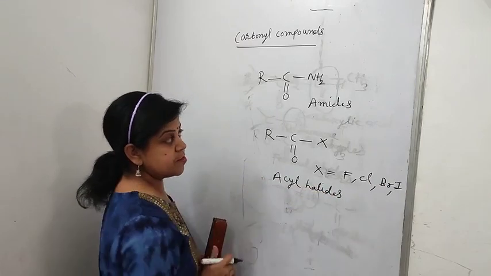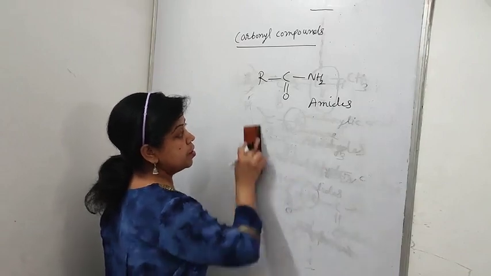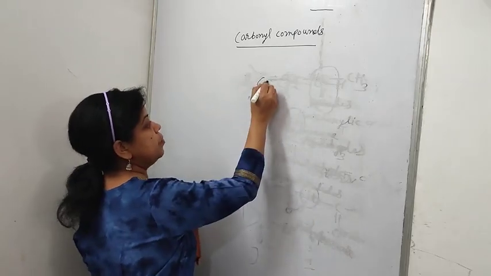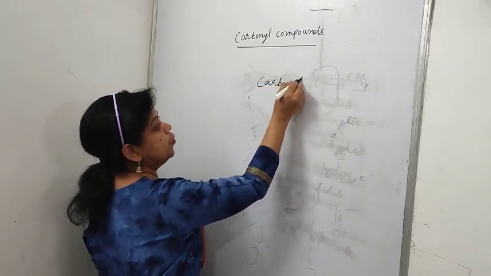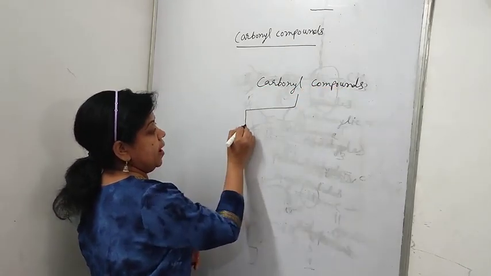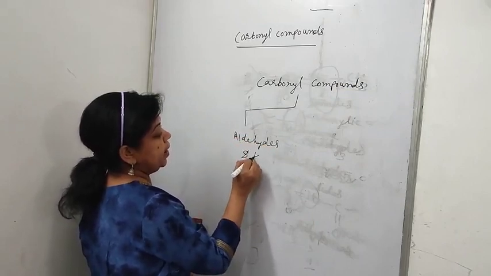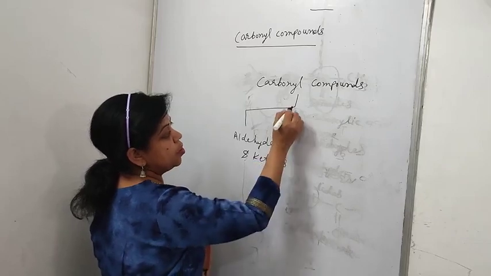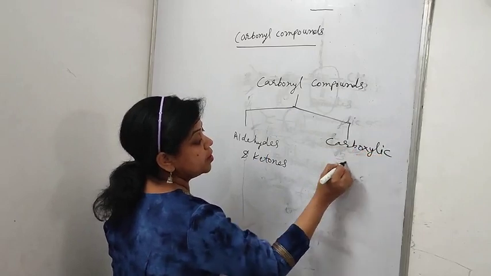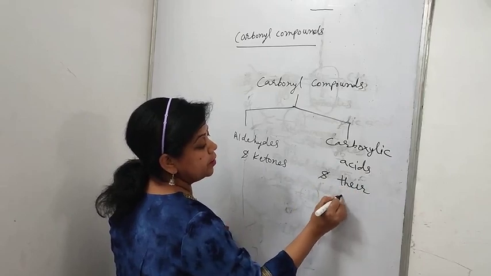So students, we have seen that we can divide our carbonyl compounds broadly in two categories. Carbonyl compounds can be divided into two categories. First one is aldehydes and ketones, and next category is carboxylic acids and their derivatives.